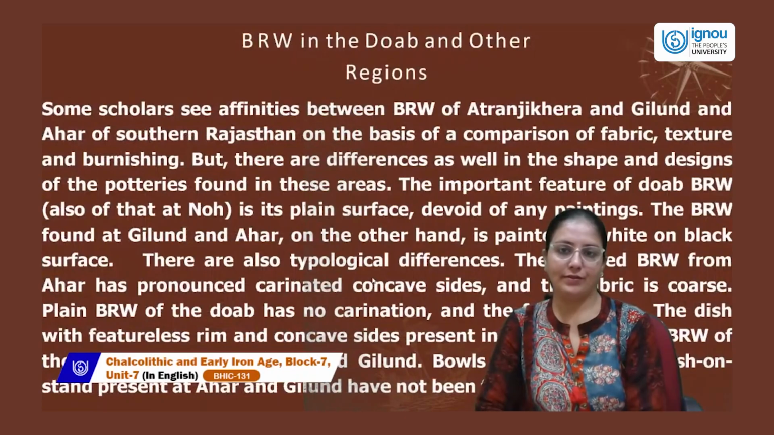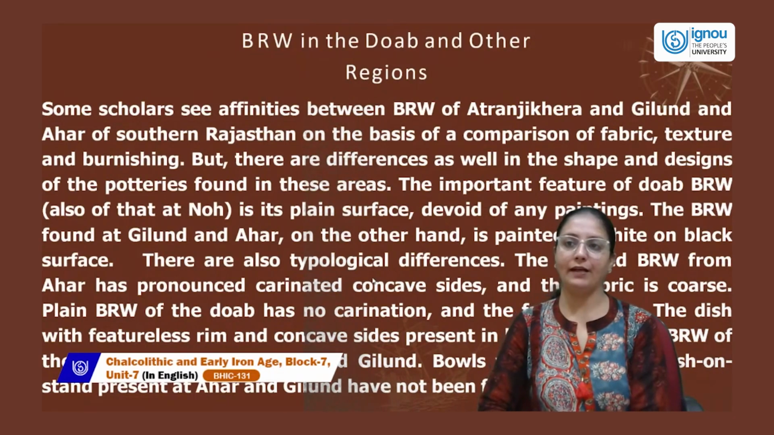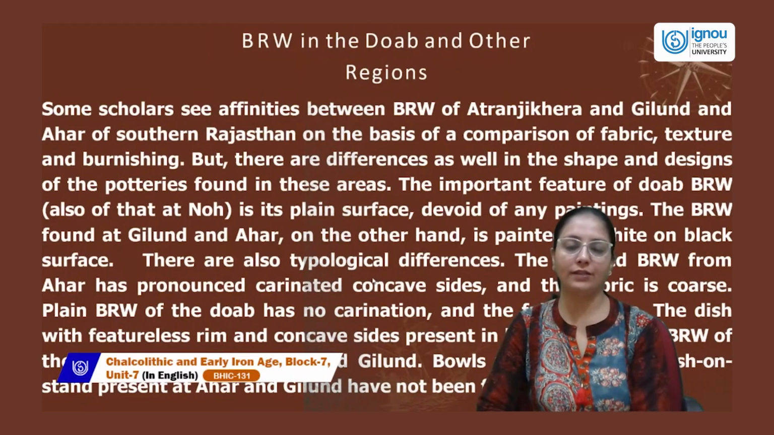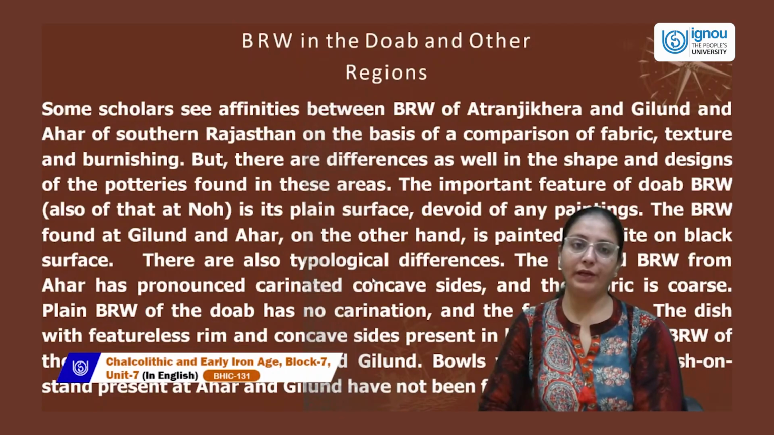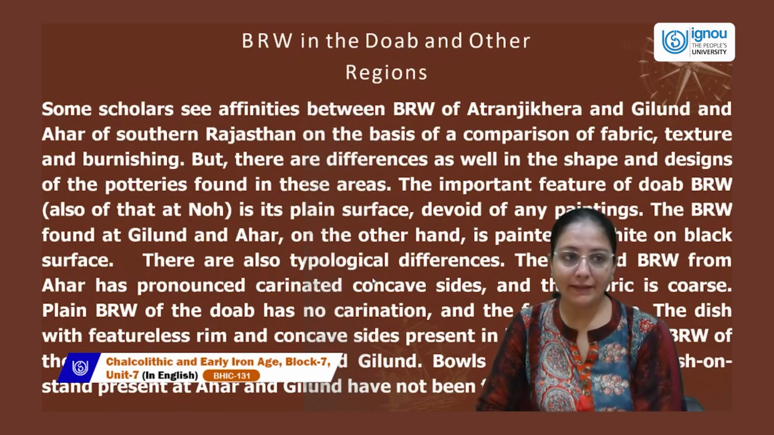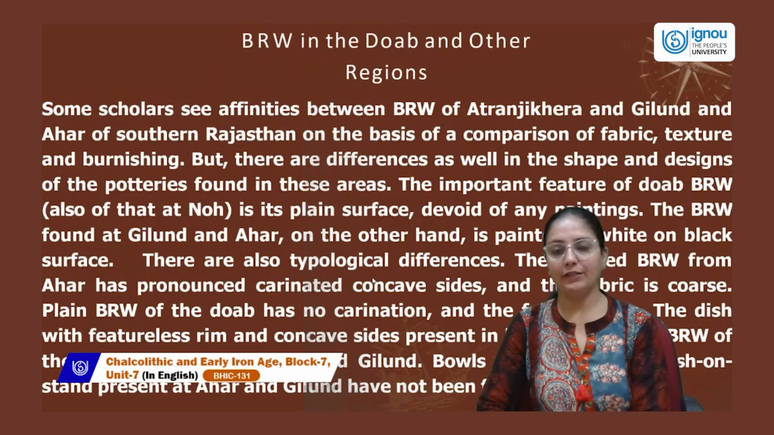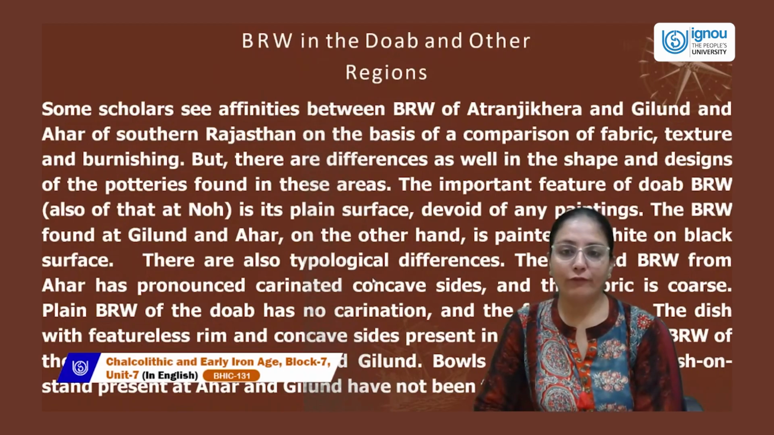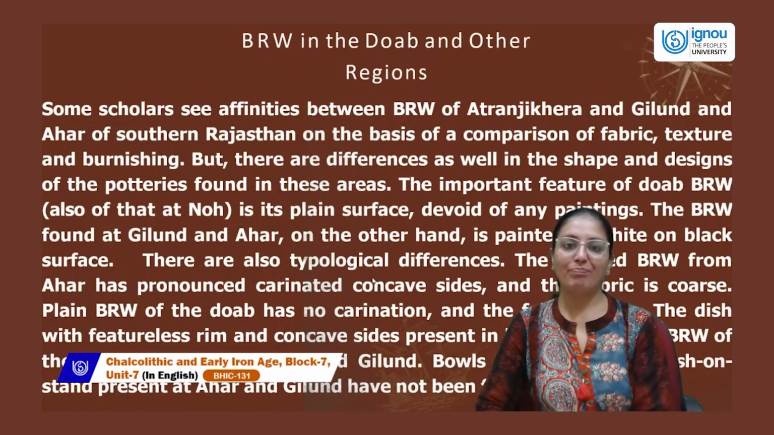BRW in Doab and other regions. Atranji Khera, Hastinapur, so many places we have studied about this. Now, other states, other things. Some scholars see affinities between BRW at Atranji Khera and Gilund and Ahar of southern Rajasthan on the basis of comparison of fabric, texture, varnishing. But there are differences as well in the shape and designs of potteries found in these areas. The important feature of Doab BRW is its plain surface, devoid of any paintings.